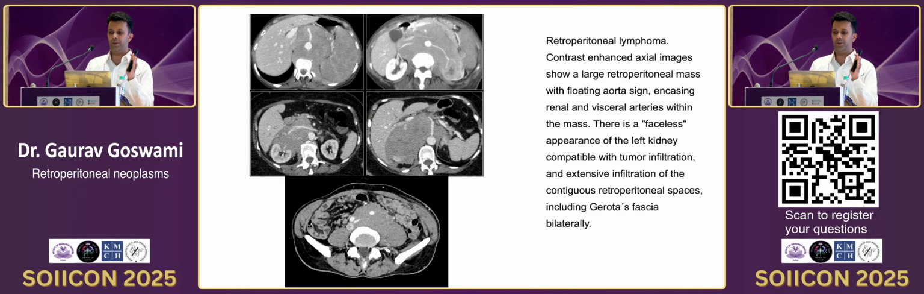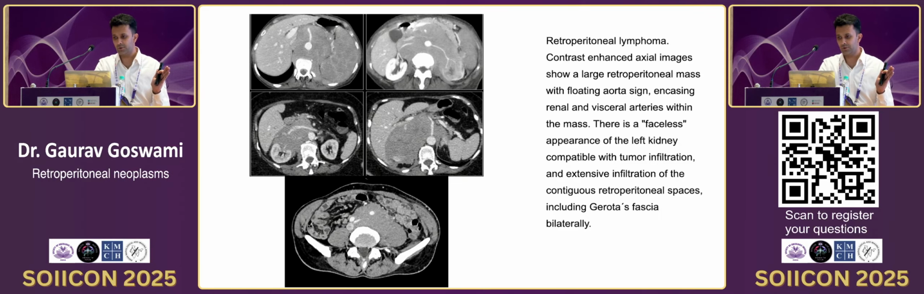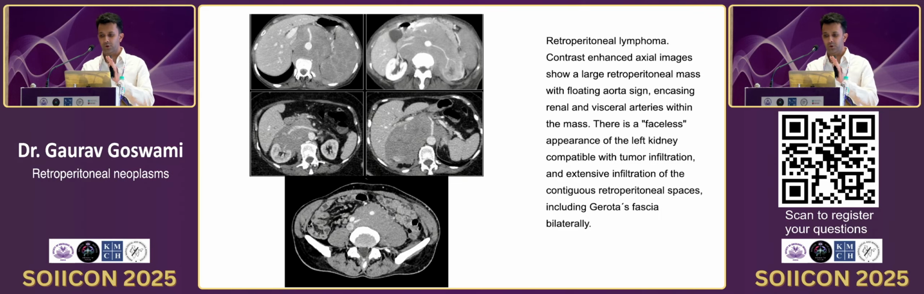So retroperitoneal contrast enhanced axial image in this case shows large retroperitoneal masses with the floating aorta within, encasing renal and visceral arteries within the mass. There is a faceless appearance of the kidney in this one and here.